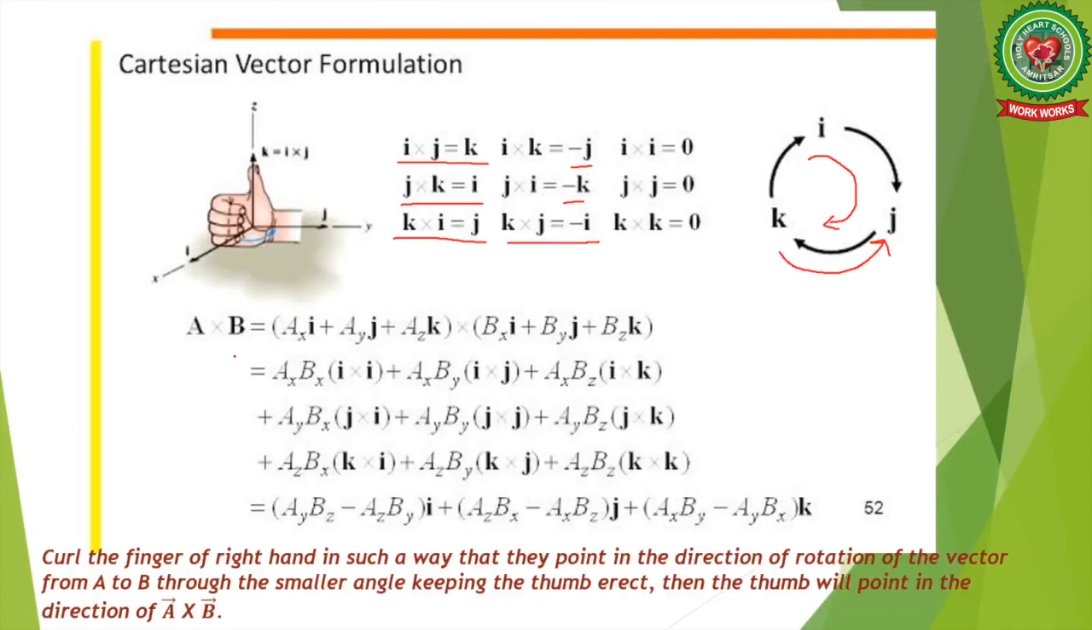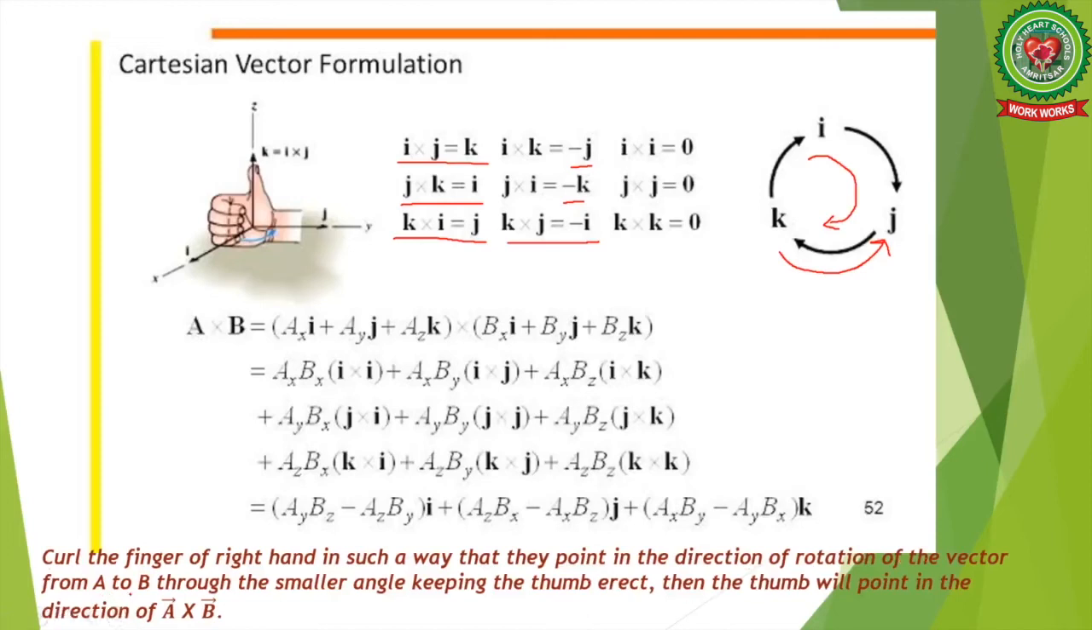So how can you find the direction of the resultant vector of A cross B? For that you have to follow the right hand thumb rule. What is the rule? Curl the fingers of your right hand in such a way that they point in the direction of rotation of the vector from A to B.